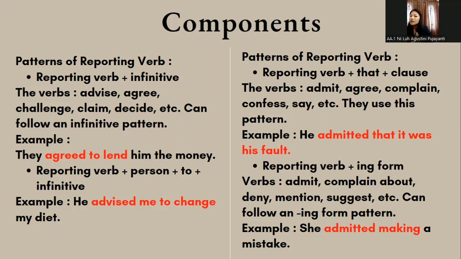And next, reporting verb plus ing verb. Verbs like admit, apologize for, complain about, deny, insist on, mention, and suggest can follow an ing verb pattern. So the structure is reporting verb plus verb-ing, and the sentence in indirect speech will be: she admitted making a mistake.